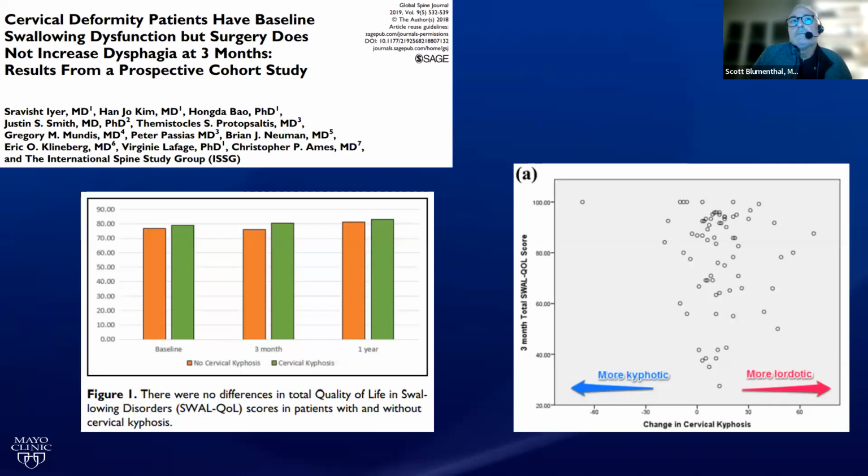So this was kind of the study I was talking about a little bit with regards to swallowing. This was from the International Spine Study Group, showing again that patients with cervical kyphosis had baseline swallowing dysfunction, but didn't seem to show any significant differences compared to a non-kyphotic group with regards to dysphagia at 3 months, and really no differences with regards to the degree of kyphosis correction.